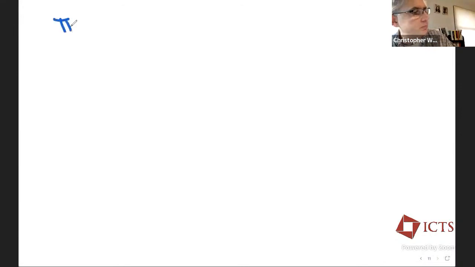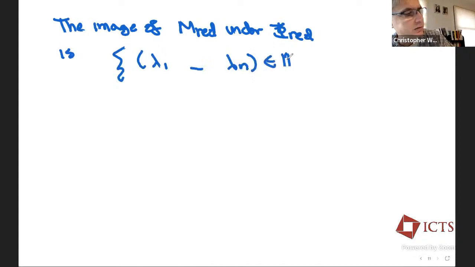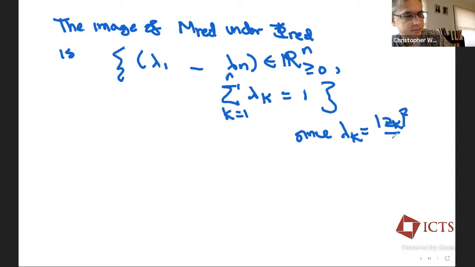So the image of M red under the reduced moment map is the set of tuples lambda 1 up to lambda n with non-negative real coefficients, so that the sum of the lambda k's is equal to 1. This is just because each of the lambda k's is zk squared over 2, and I've normalized so that the sum of these is equal to 1. So this is now the standard simplex.